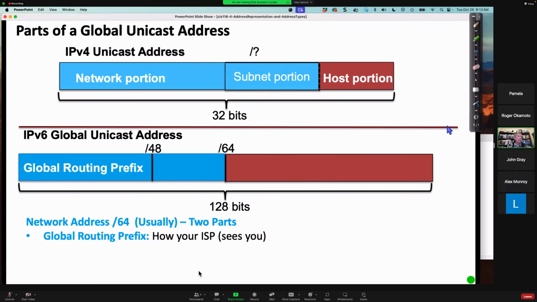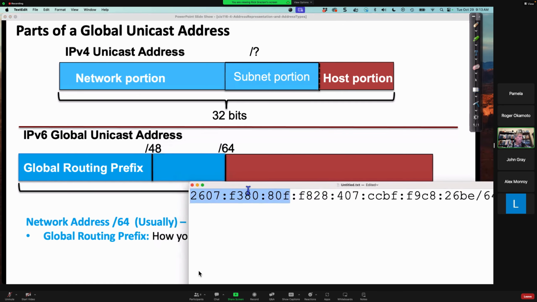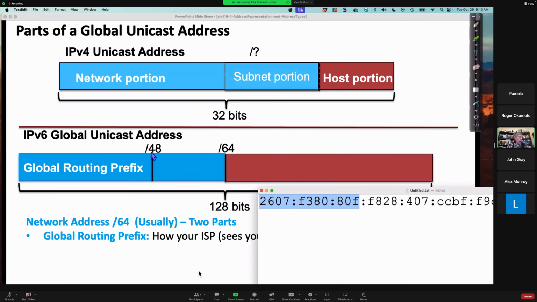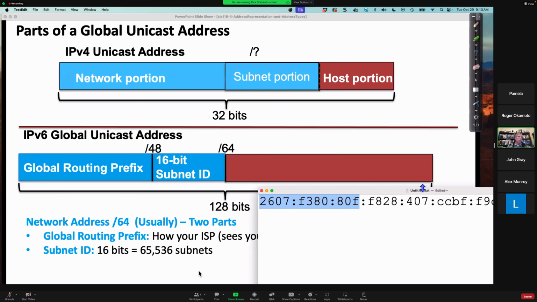Okay, but this is, for Cabrillo, here's that global routing prefix. They gave us 48 bits. Now, a 48-bit global routing prefix, what does that mean? Let's take a look. That means between the 48 and the 64, the 64 is the boundary, because we want to use this for our hosts, our interface. That leaves 16 more bits.